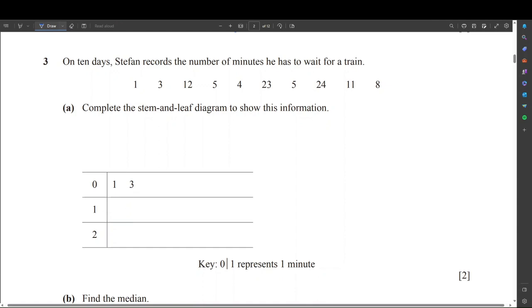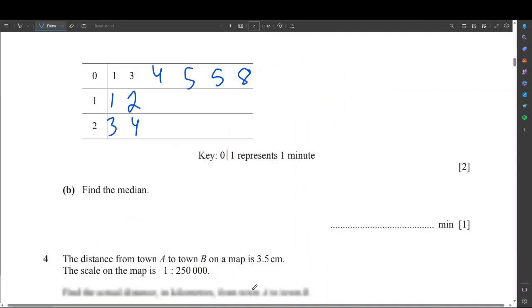So you need to put these in ascending order. So you have 1, 3, 4, 5, 5, 8. Next we have 12 and 11. So the 11 first and then 12. So 1, 1 is 11, 1, 2 is 12. And when it comes to 2, we have 23 and 24. So instead of writing 23, 24, we'll just write 3 and 4 over there.